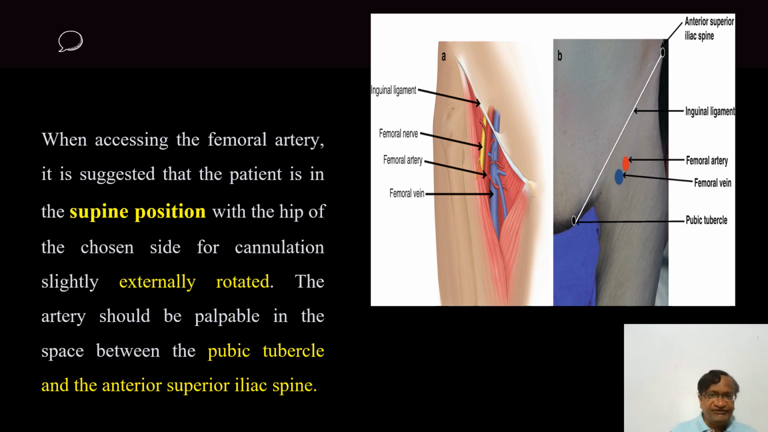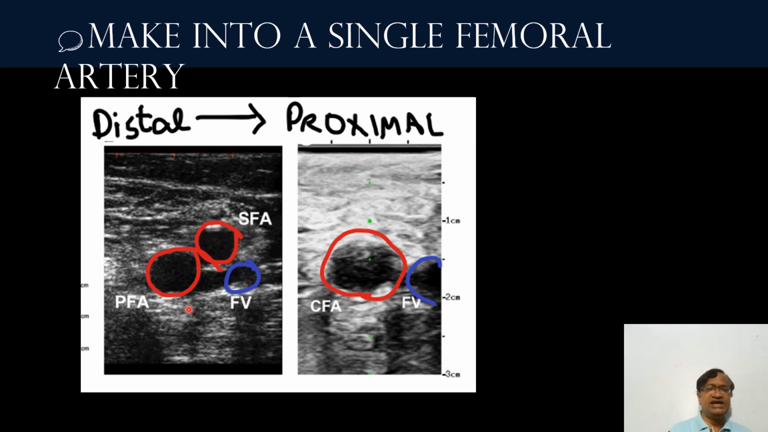Now, when accessing the femoral artery, the patient is in supine position with the hip slightly externally rotated. The artery should be palpated between the pubic tubercle and the anterior superior iliac spine. You palpate the femoral artery. Sometimes in a scan, distally you can see two arteries. Go proximally above towards the abdomen, and you will see the common femoral artery. Then you have to prick.